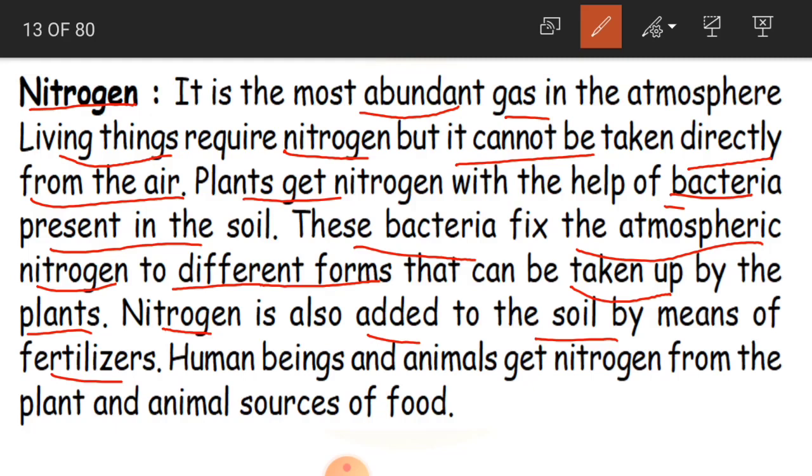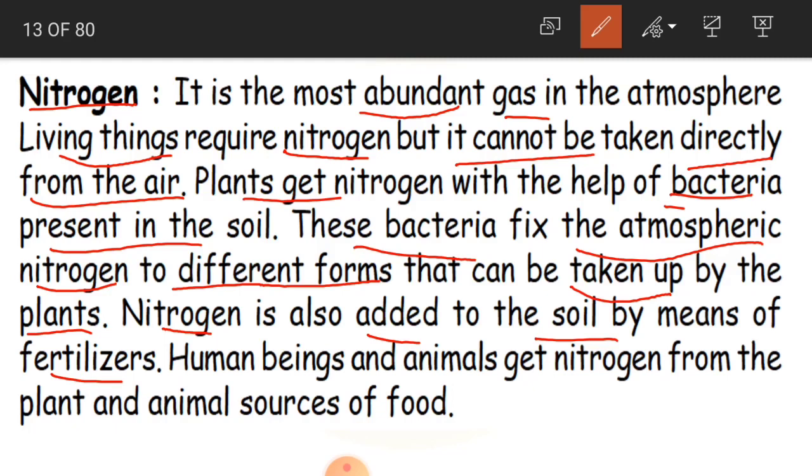Why? Because we want the plant to get the nitrogen, as it is very much important for the plant to grow. You might have asked your mother, who is taking care of the house plants, how they give the fertilizers to the plant. Okay children, so this is how we give fertilizers to the plant.